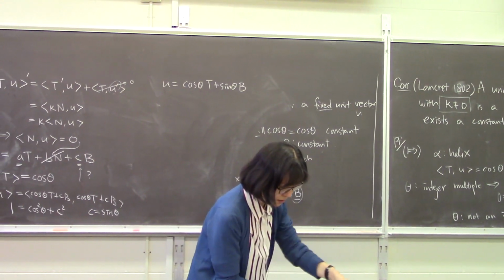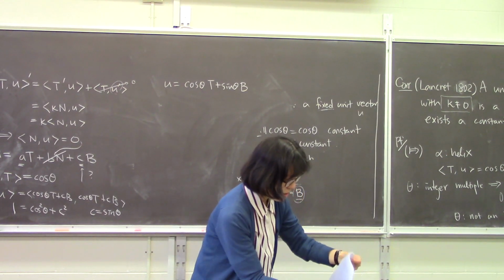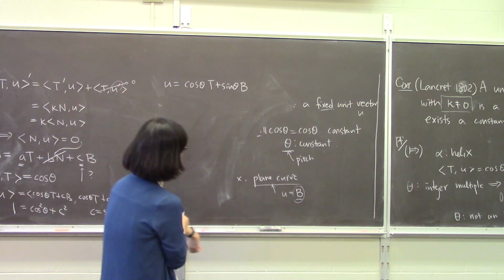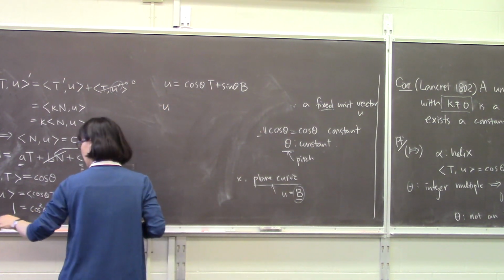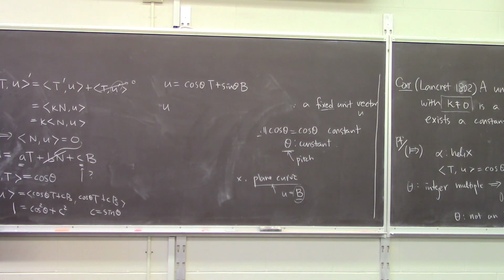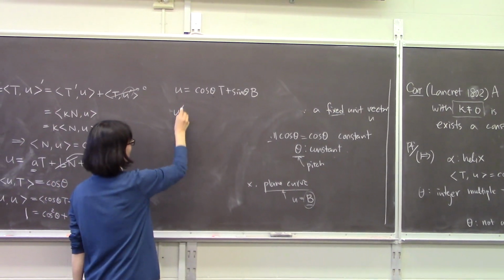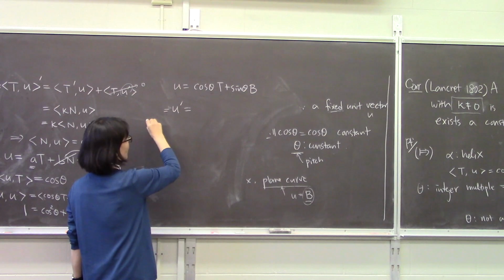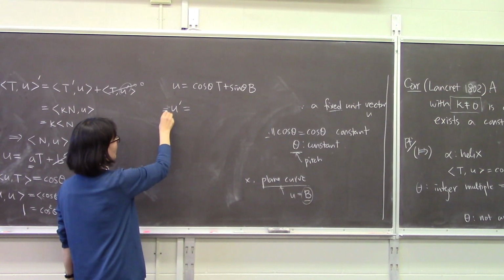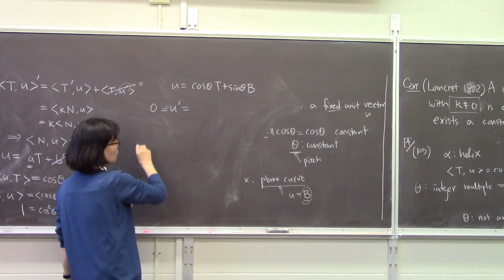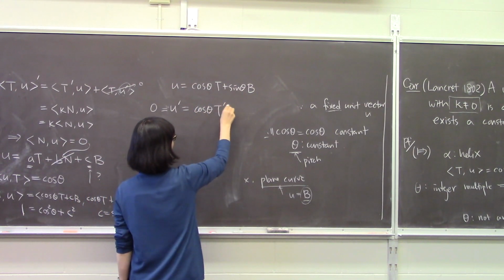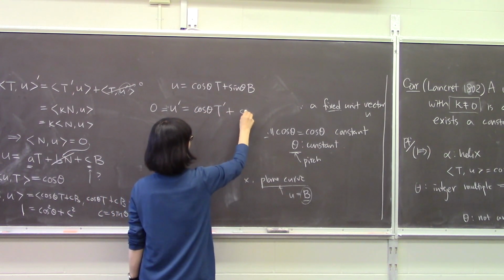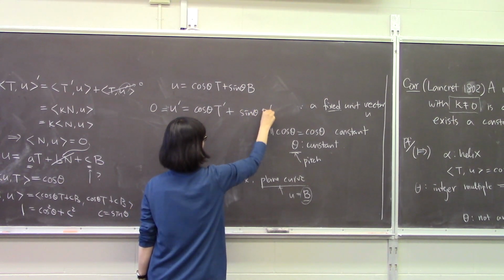Okay, then let's see this one. What is this u then? This u is a fixed constant vector. So if you take the derivative, what do you have? That is 0, right? Because u is a constant vector. So let's take the derivative. These are constant. So we have this.